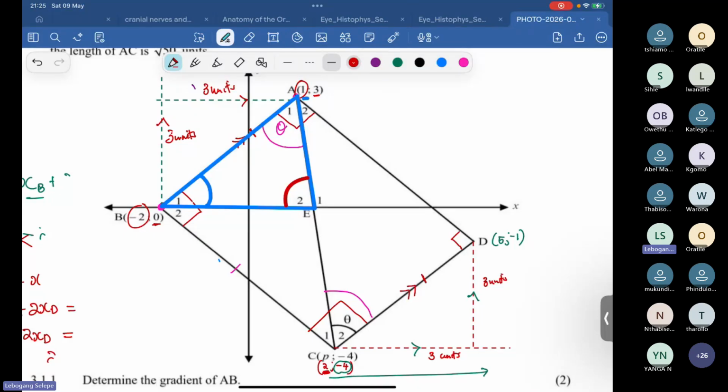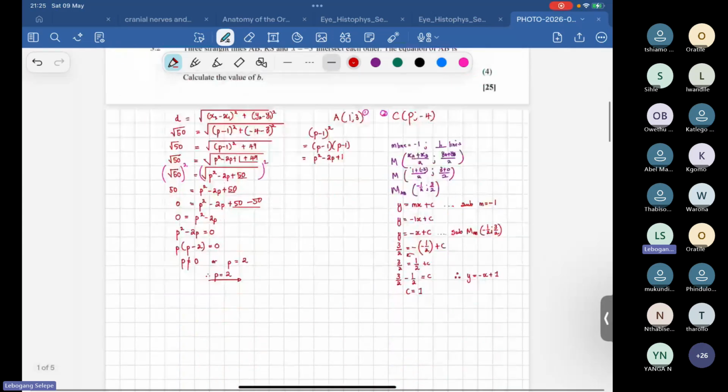So first things first, we need to realize that A1 is also theta. Why is A1 theta? Alternate angles. Two, we have the gradient of AB, so we can calculate the inclination of AB using the gradient. Then also realize that we have A and C, so we can calculate the size of E2. And because of those two angles, we can use the sum of angles of a triangle to get to the size of theta. Now let's do the write-up nicely.